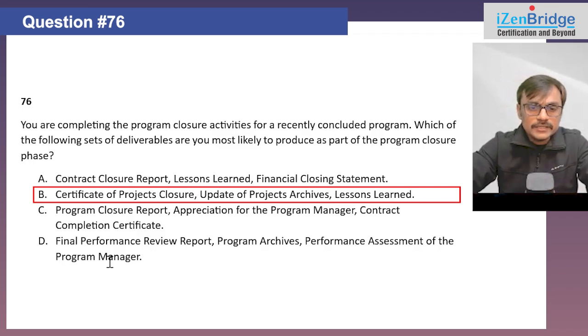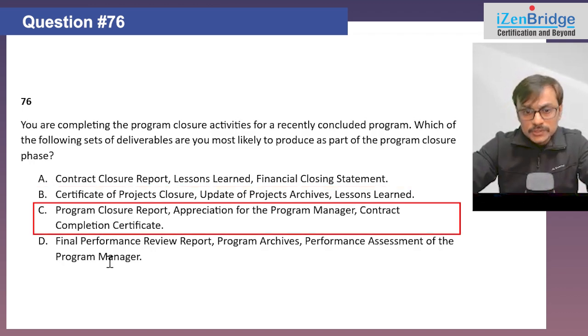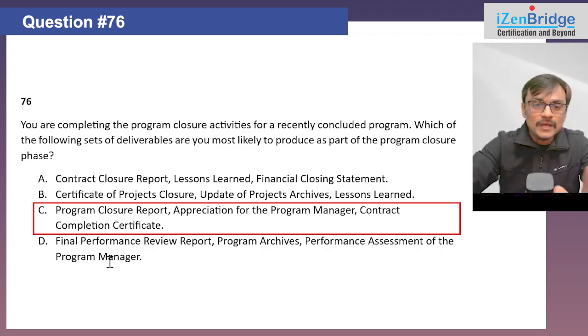Lessons learned definitely there. Program closure report looks good. Appreciation for the program manager can happen. That's there. Contract completion certificates can be there. Contract completion certificates for our vendors, even for our clients, both ways it can come. The only thing is appreciation for a program manager, not necessarily a closing activity. You can appreciate the program manager whenever it is happening. You don't have to wait for a closure.